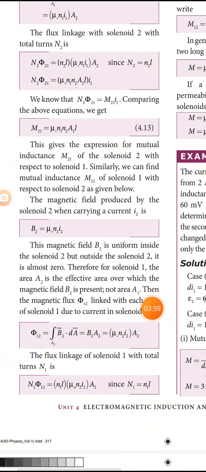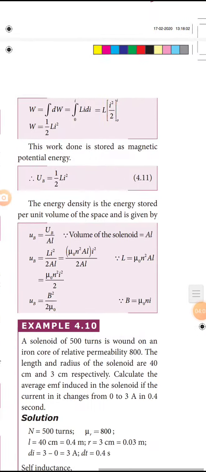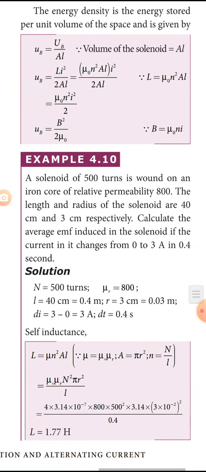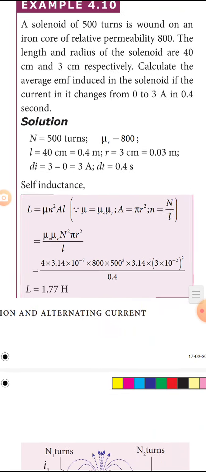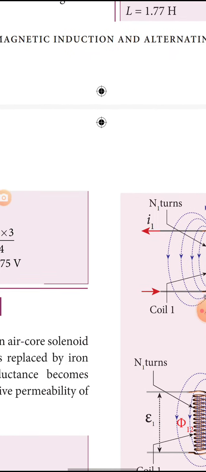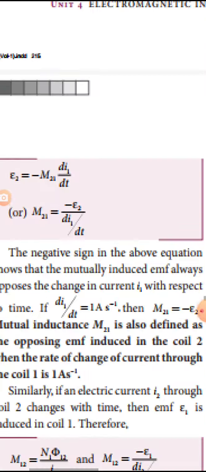So you have several problems relating to this self inductance and mutual inductance. So here you have a problem to find out L. If you know the formula for L, you can substitute and find out. L is mu naught mu r n square pi r square by l. So substituting this formula, you can find out L, and the unit for inductance is Henry. So you have to read all the problems relating to self inductance and mutual inductance.